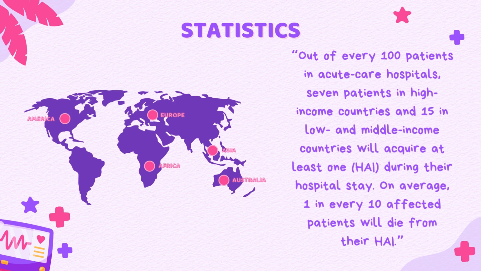Out of every 100 patients in an acute care hospital, in high income countries, every 7 patients get HAI, whereas in low and middle income countries, every 15 patients, that is double, get the infection. And unfortunately, one in every ten affected patients loses their life.